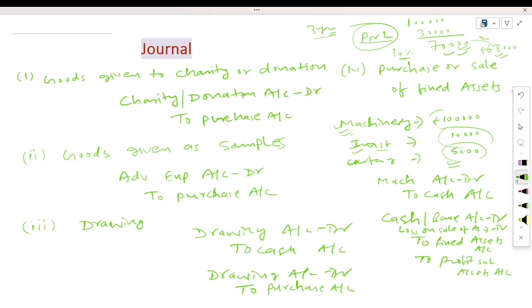So remember that if you are selling any type of fixed asset, at that time you will have to calculate the profit or loss of that asset. If profit, it means credit. If loss, it means debit. So these were all about the journal entries.